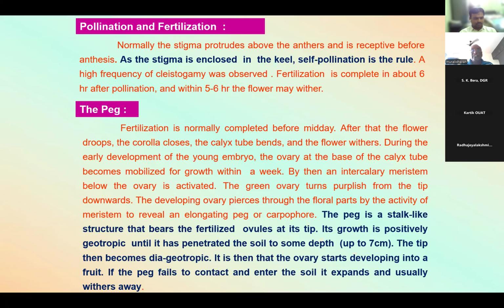Pollination. As it is a cleistogamous flower, the stigma is enclosed in the keel petal. Self-pollination is the rule. And in fertilization, the peg is a stalk-like structure that bears the fertilized ovule at its tip. Its growth is positively geotropic until it reaches or penetrates the soil. Then it becomes diageotropic, or parallel to the ground level. It is then that the ovary starts developing into a fruit. If the peg fails to contact or enter the soil, it expands at the tip and usually withers away.